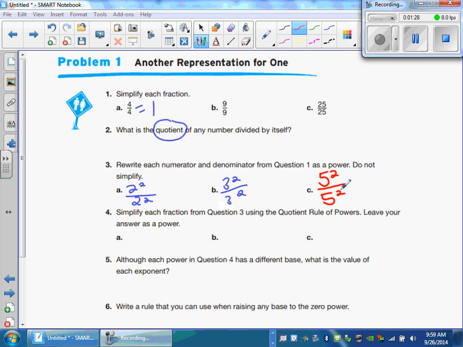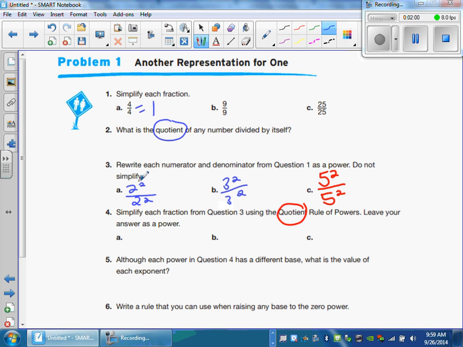All right, hopefully you were able to find that 25 written as a power is 5 to the power of 2. Number 4 says simplify each fraction from question 3 using the quotient rule of powers. We learned that in 13.2. Again, when you have a quotient or you're dividing your bases, think about what you do with your exponents. Remember that we are supposed to be subtracting our exponents. It wants you to leave your answers as powers. So I'll do letter A with you, and then you can try B and C on your own.